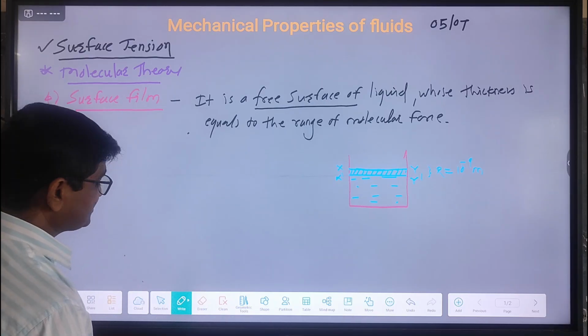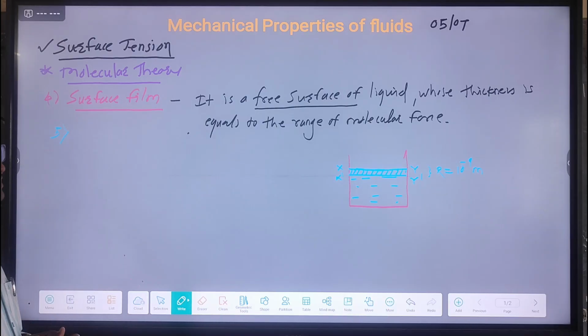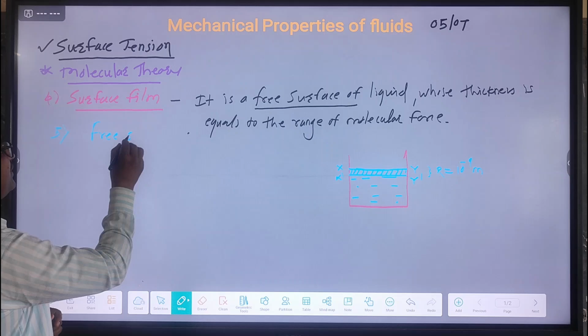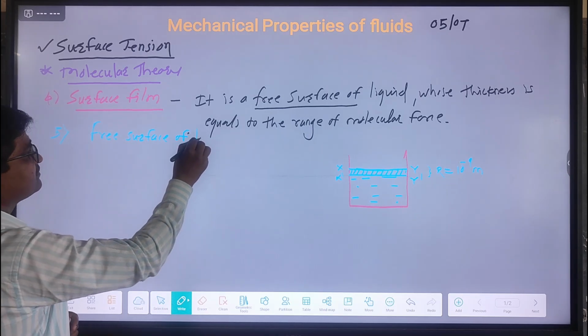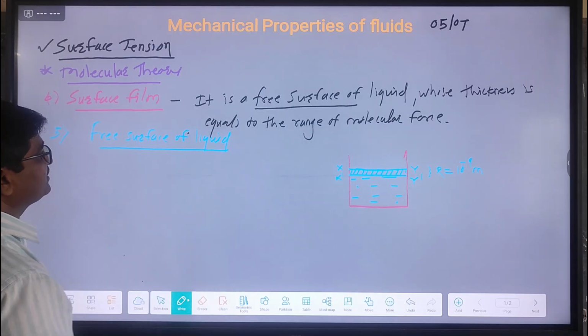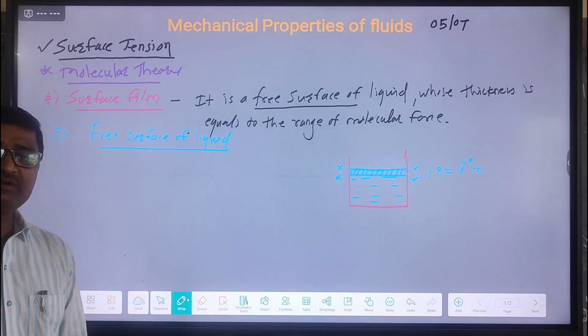Fifth concept we have discussed according to molecular theory. Okay, fifth concept, and this concept is free surface of liquid. Okay, last concept according to molecular theory. Now free surface of liquid. So which surface is called free surface of liquid?